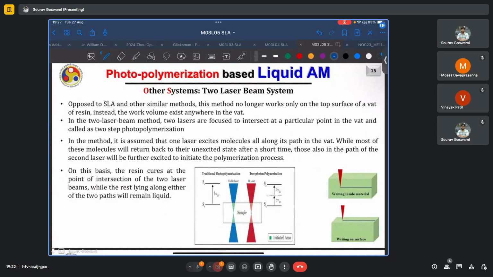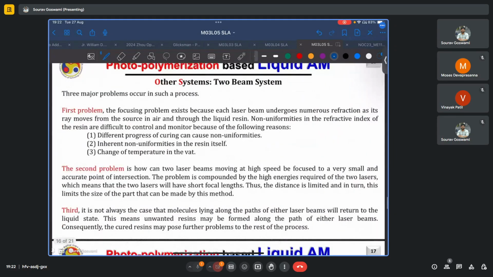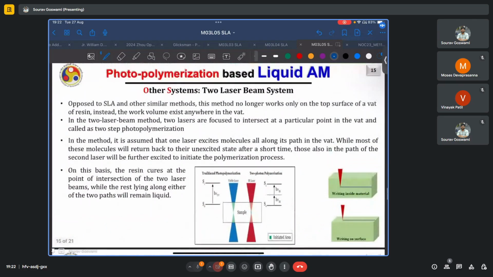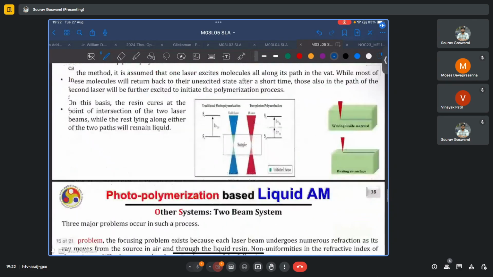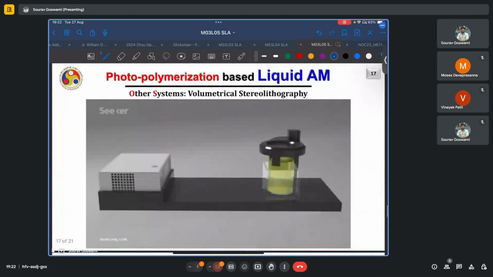There is also something called a two laser beam system, which Professor Kapil discussed. I am not repeating it again. While it is very novel, it has more issues than applications at this time, and thus has not seen the light of day for commercial applications. Another is called volumetric stereolithography, which has been developed at the Lawrence Livermore National Laboratory and uses the concept of holographic projections to cure a 3D part.